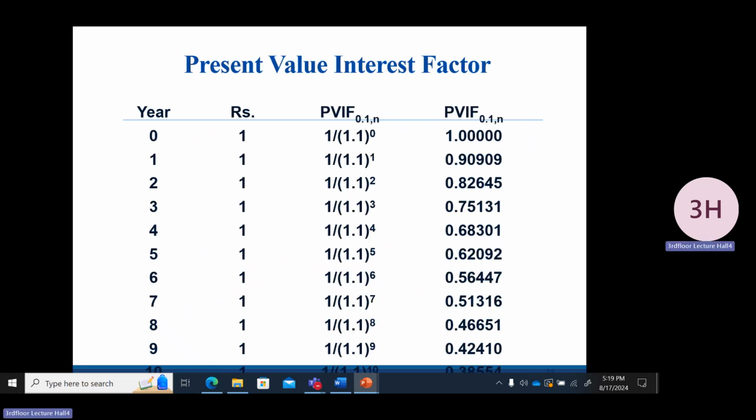So now our second table. I told you there are 4 tables.